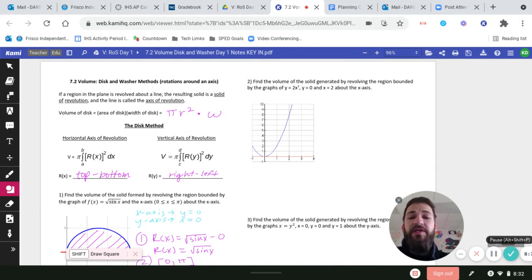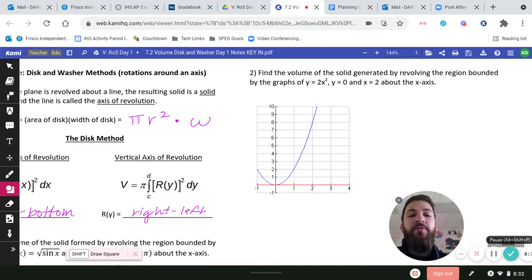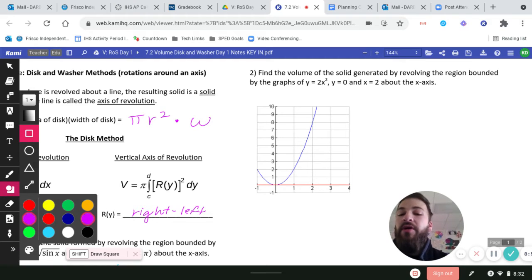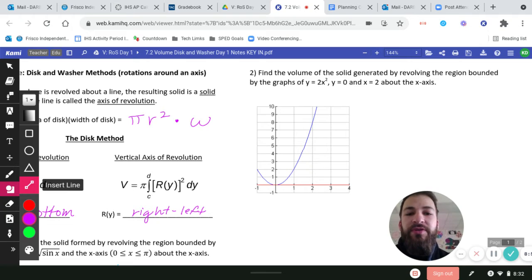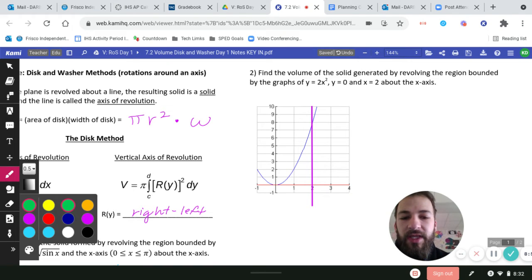All right, y'all, let's look at number 2. So number 2, we want to find the volume of the solid generated by revolving the region bounded by the graphs y equals 2x squared, y equals 0, and x equals 2 about the x-axis. So I'm just going to add in one little extra line here that we don't currently have, which is x equals 2. And that creates our nice little region here in the middle that we're going to be revolving about the x-axis.